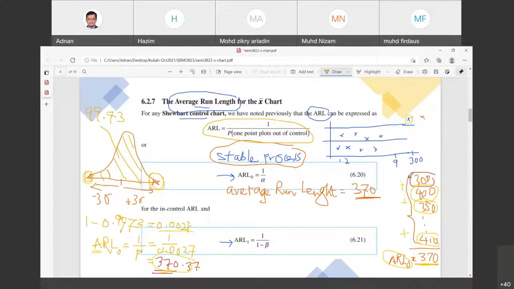If you test it in real life, you will get this. If you run a simulation using random numbers, we also get a number close to 370. If you run a long enough sample, you will get these 370 numbers. So your question is whether it's going to be exactly or around this. Yes, it fluctuates between 300, 400, 350, 410, but on average it's 370. Is it clear? Yes. Okay.